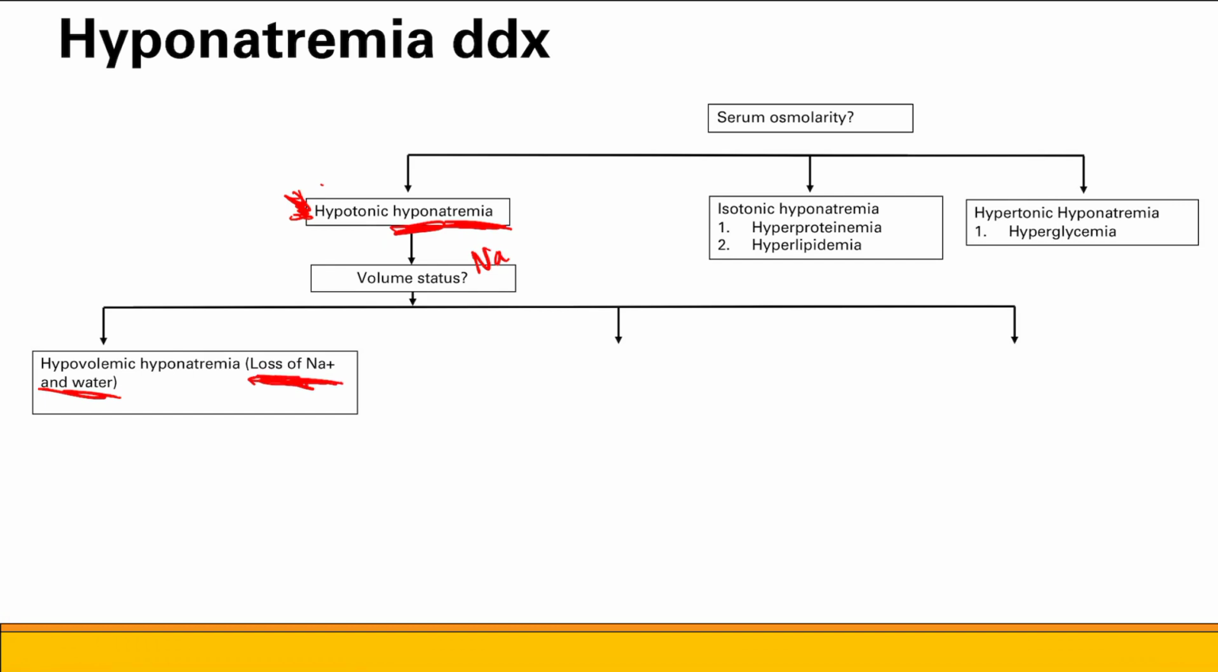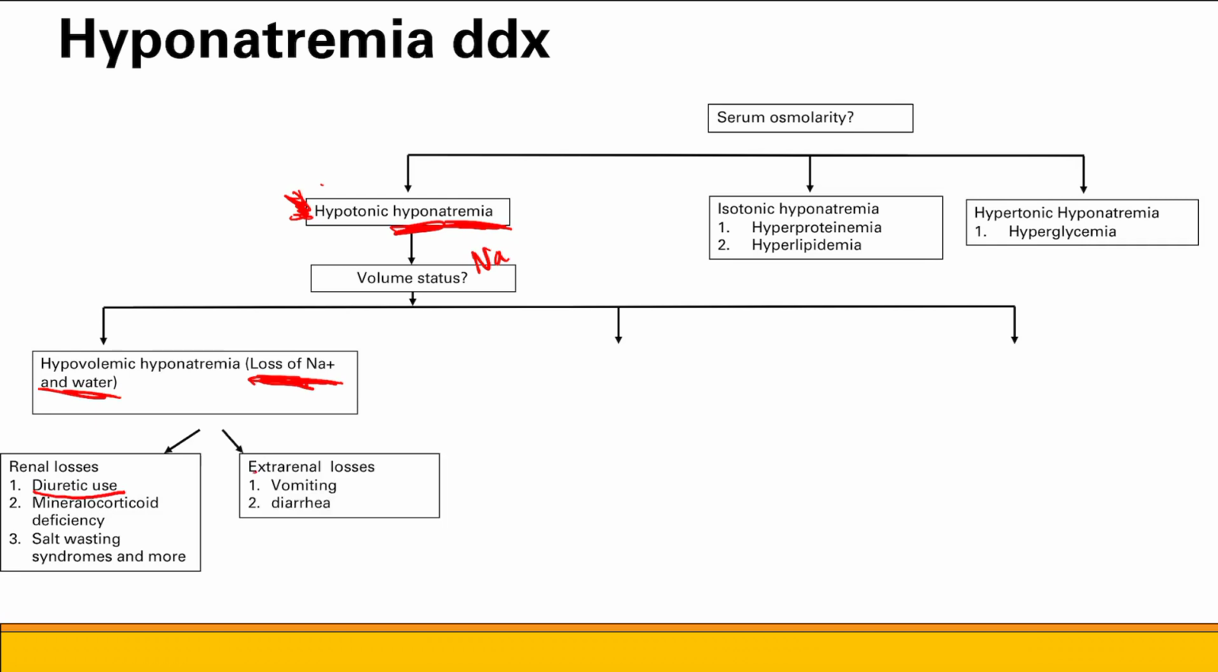You can lose the sodium and the water through the kidney. That's either due to diuretics, where we're trying to make them lose sodium and water, or mineralocorticoid deficiency. Remember, that's where it acts on the collecting ducts for sodium reabsorption. If you're deficient in that, you don't get reabsorption of sodium, you're losing it. And then finally, salt wasting syndromes. So that's the renal losses. You can also lose sodium and water extrarenally. So for example, vomiting and diarrhea, those are both rich in sodium and water.